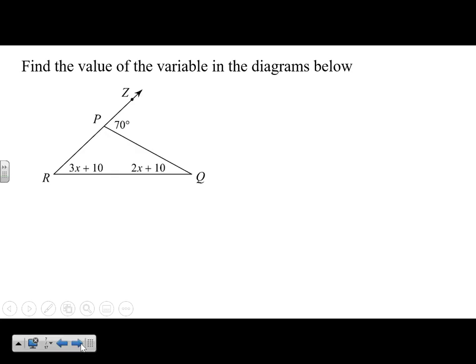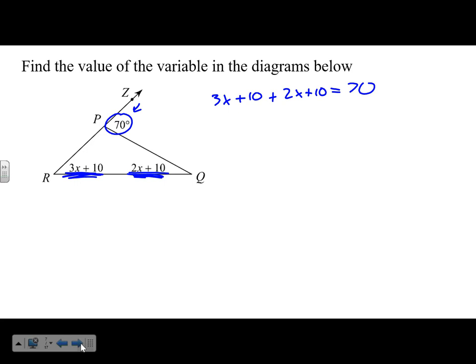Now, a problem like this, they could even make it a little bit harder where there's more solving involved. But again, don't make it harder than it is. This is my exterior angle. These are my remote interior angles, the ones that are opposite of that. So these two have to add up to be this one. So 3x plus 10 plus 2x plus 10 has to add up to be 70.